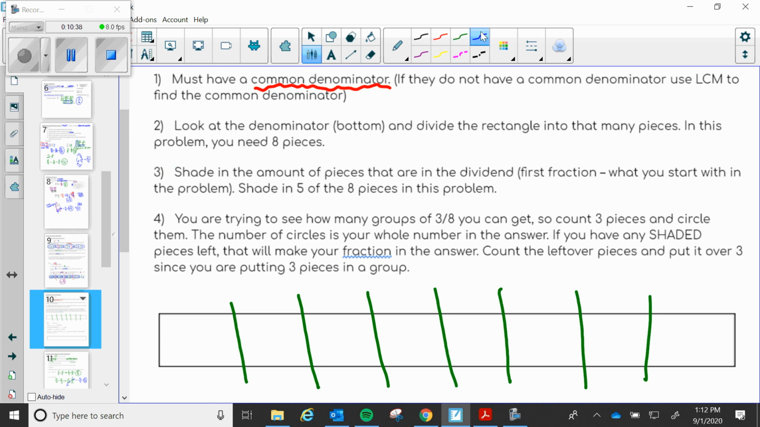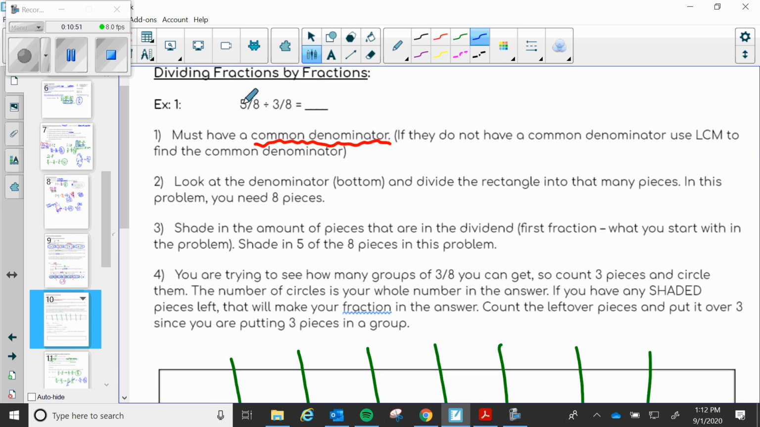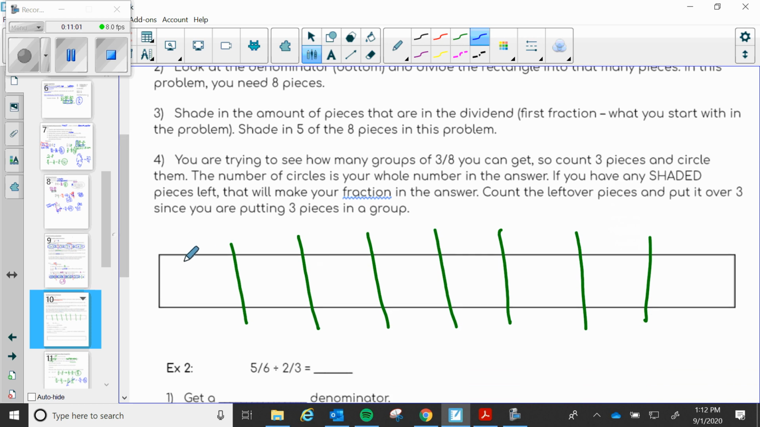Step 3, we're going to shade in the amount of pieces that are in the dividend, which is our first fraction. So we're focusing on the numerator now. We're going to shade in the amount of pieces that are in the dividend. The dividend is our first fraction. So we're going to shade 5 pieces.